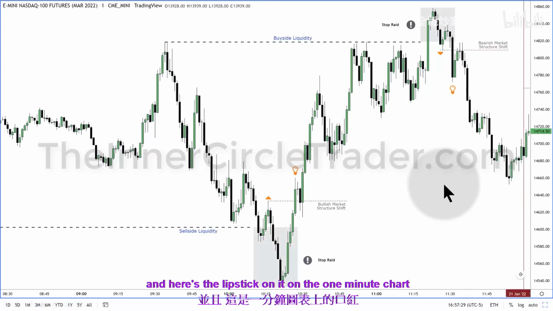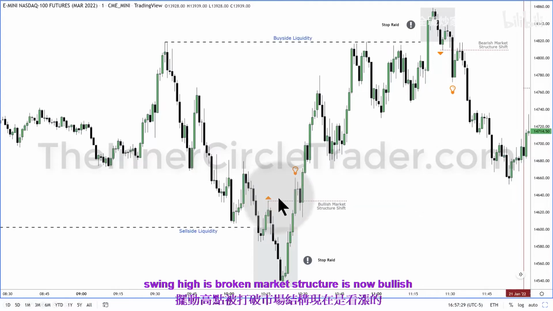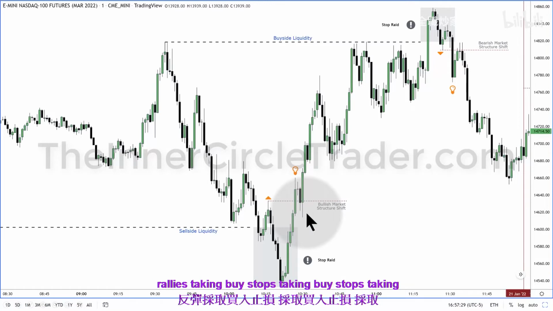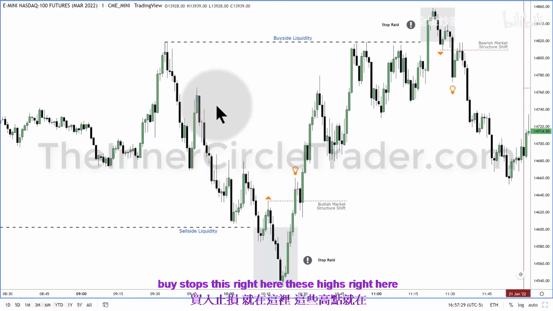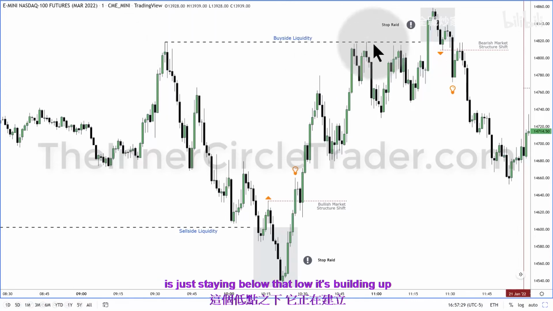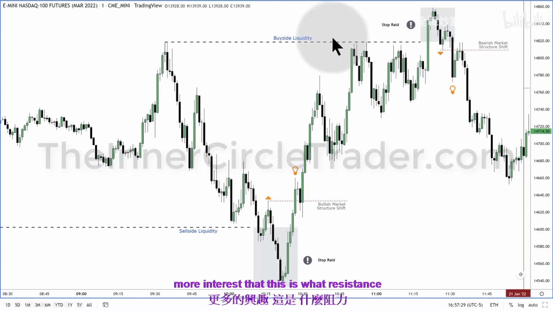And here's the lipstick on it on the 1-minute chart. Swing high is broken. Market structure is now bullish. Rallies, taking buy stops. This right here, these highs right here, is just staying below that low. It's building up more interest that this is what? Resistance. That is engineering liquidity.